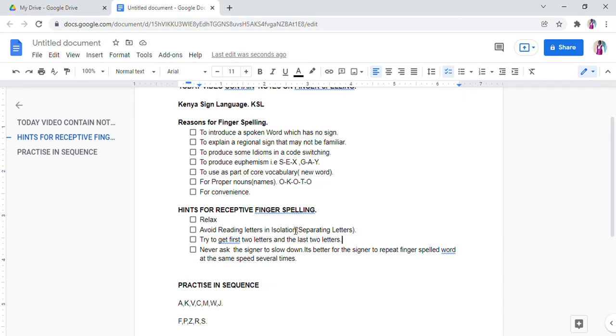Another thing is never ask the signer to slow down. It is better for the signer to repeat the fingerspelled word at the same speed several times. This is going to help you to grasp fingerspelling and make you read faster.